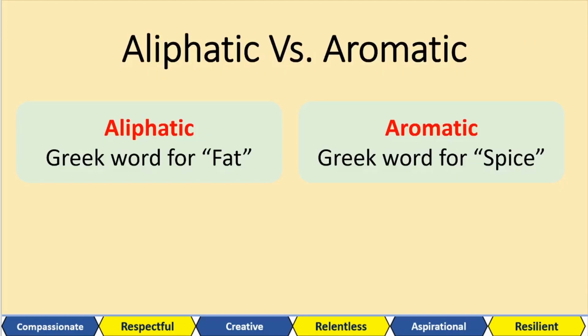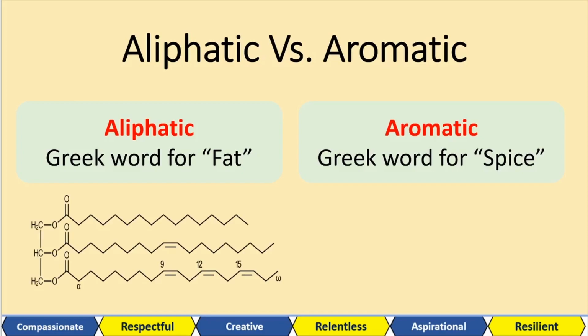Alright, so let's first wrap our heads around what aliphatic and aromatic means. We kind of went through it a little bit in the starter retrieval questions, but I've got the definition, the actual root for them. Aliphatic comes from the Greek word for fat, and aromatic comes from the Greek word for spice. Here is a triglyceride, and it's one of the major components in fats.